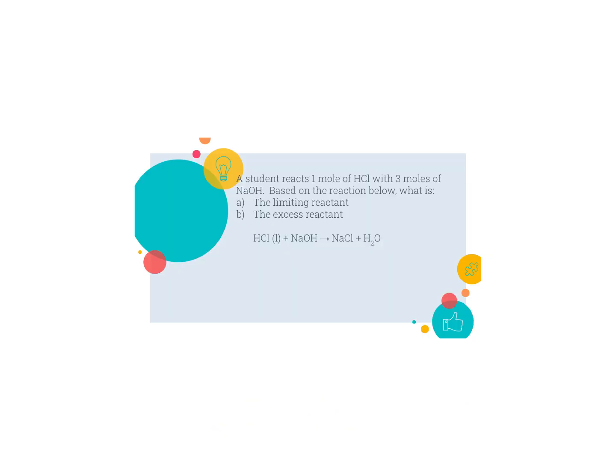Let's take this simple example first. A student reacts 1 mole of HCl with 3 moles of NaOH, given this reaction here. And it's asking us what is the limiting reagent and what is the excess reagent. And so on our left side, if we want to balance this equation, we see we have 2 hydrogens, 1 from HCl, 1 from NaOH. We have 1 oxygen, we have 1 chloride, and we have 1 sodium. On the right side, we again have 2 hydrogens from H2O. We have 1 oxygen from H2O. We have 1 chloride from NaCl, and we have 1 sodium from NaCl. So this is already balanced.